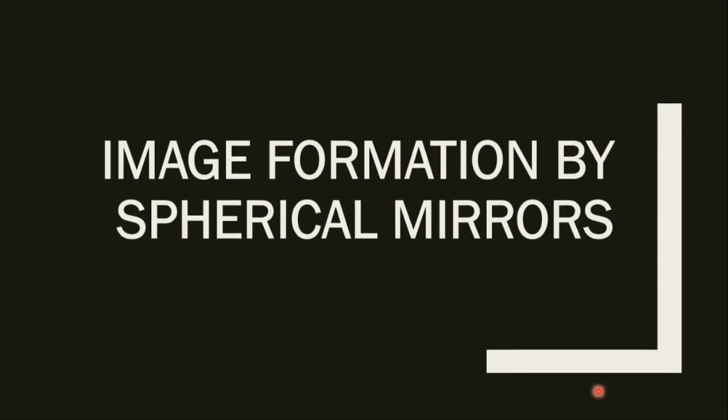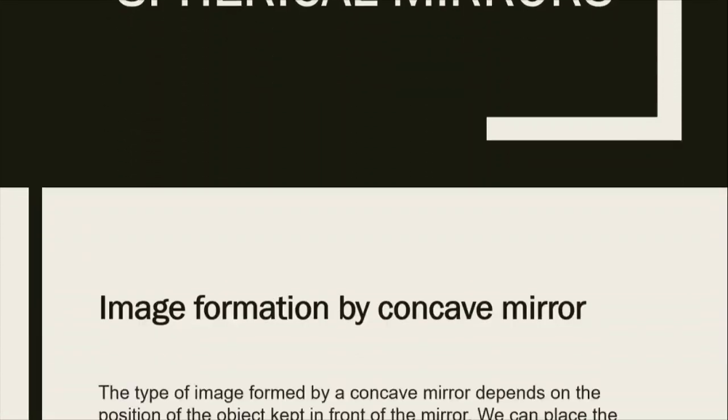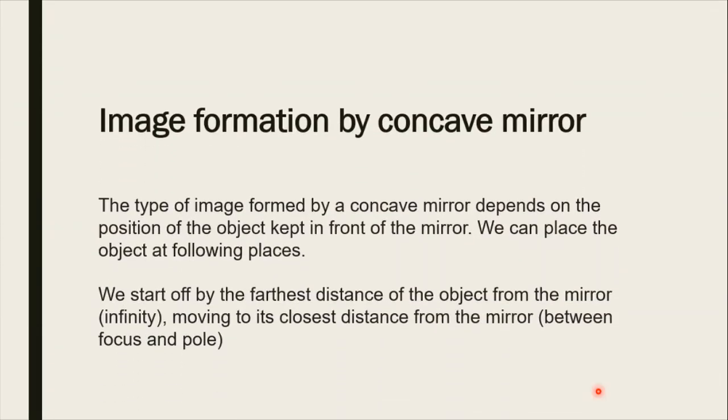Let us now study the image formation by spherical mirrors. First, we take up the image formation by a concave mirror. Now the type of image formed by a concave mirror depends on the position of the object that is kept in front of the mirror. We can place the object at the following places which will be shown in the upcoming slides.